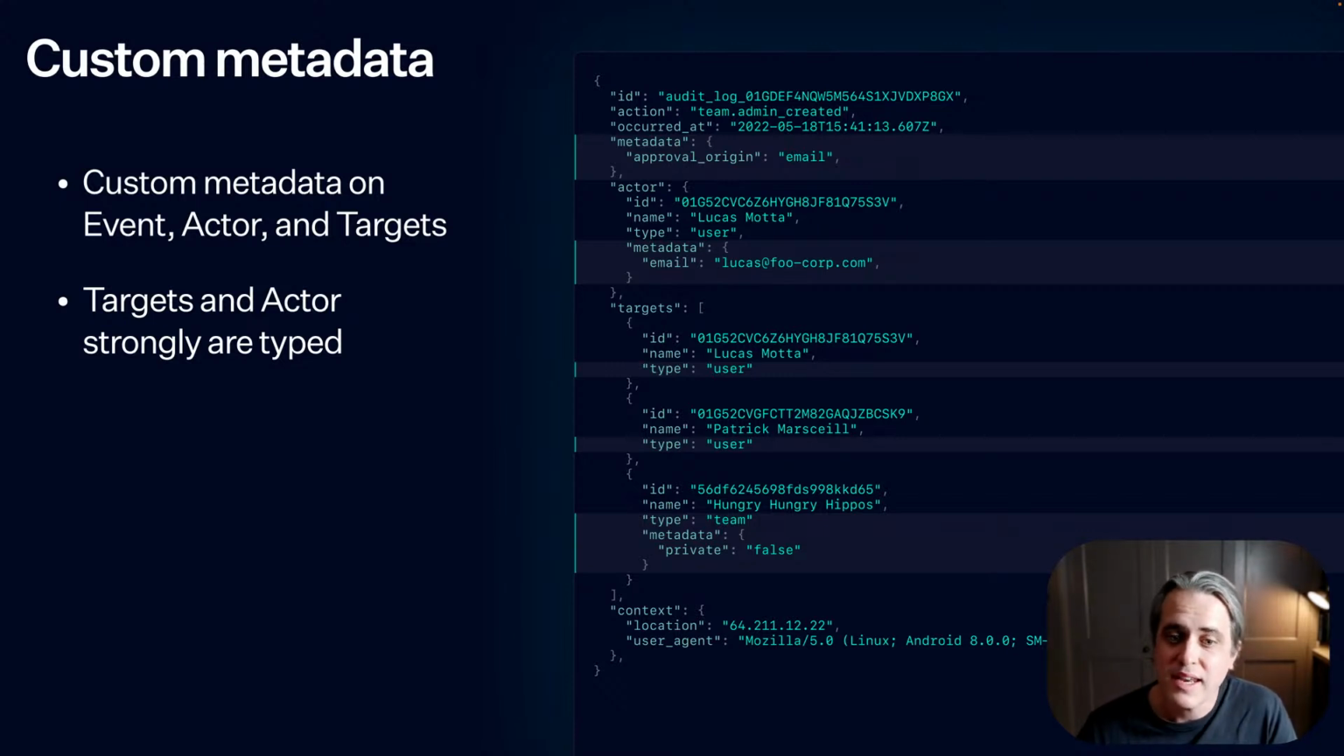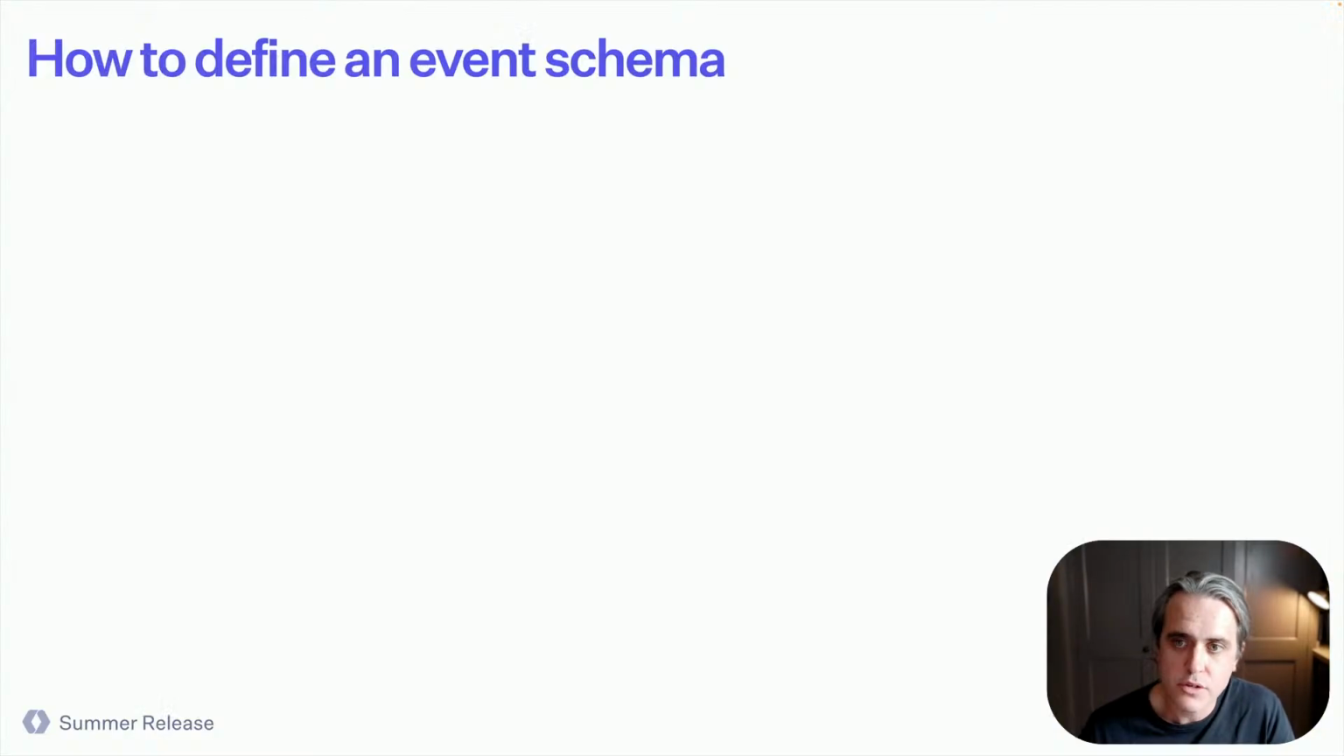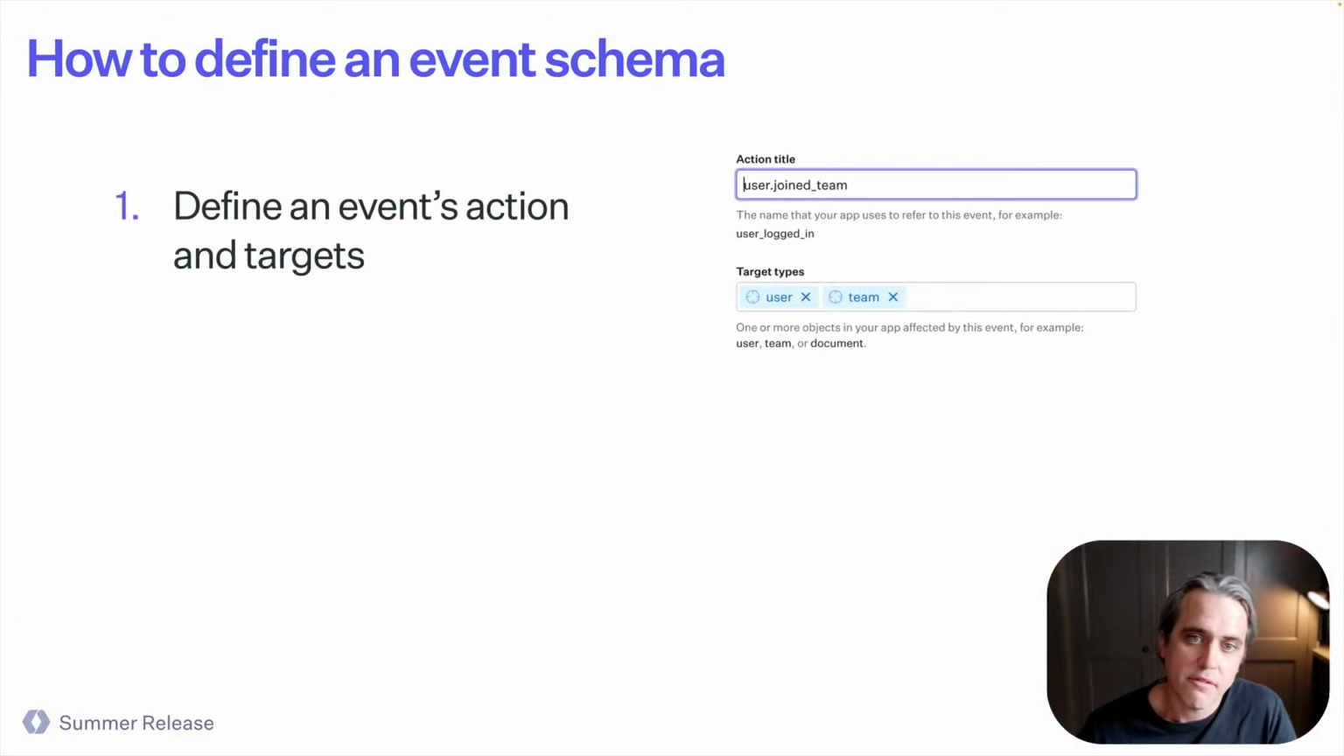With the targets and actor strongly typed, we will ensure that any data that you send gets type checked and validated before it is stored in the log store. And here's how we do that. First, we define an event's action and targets. And this is how we make sure that you're sending the right target types per event. So if a user is joining a team, we make sure that you send user data and team data.